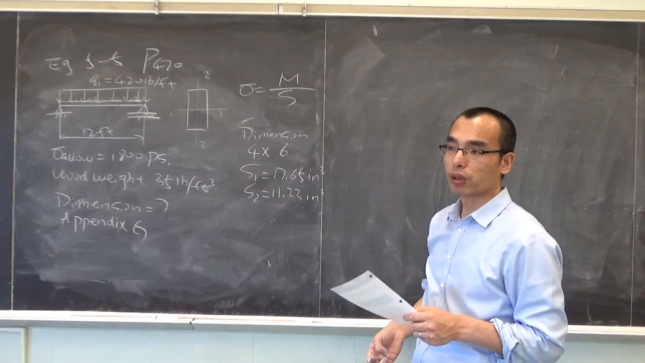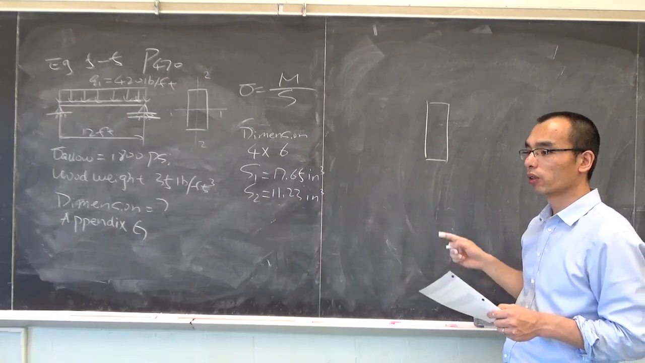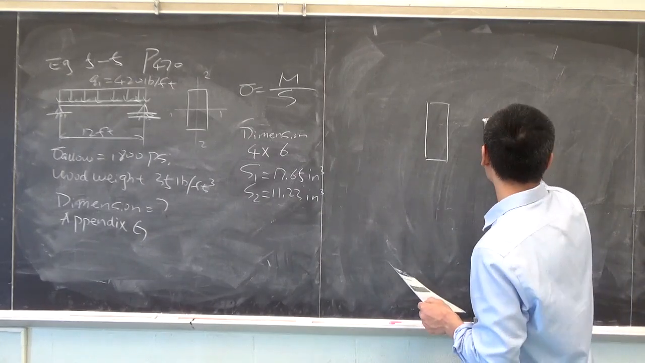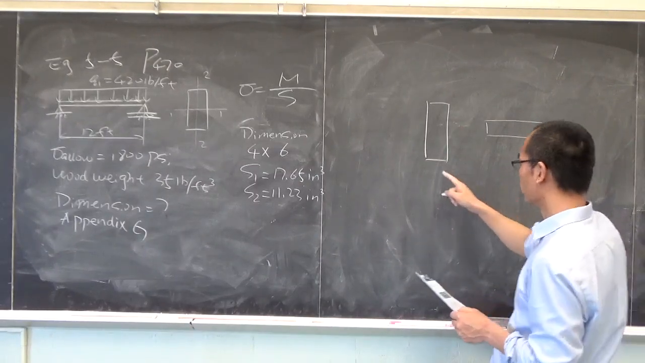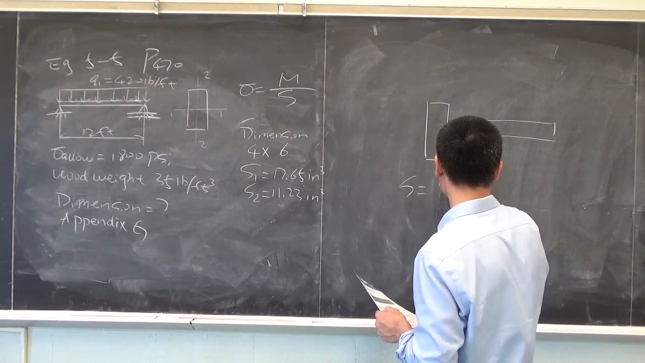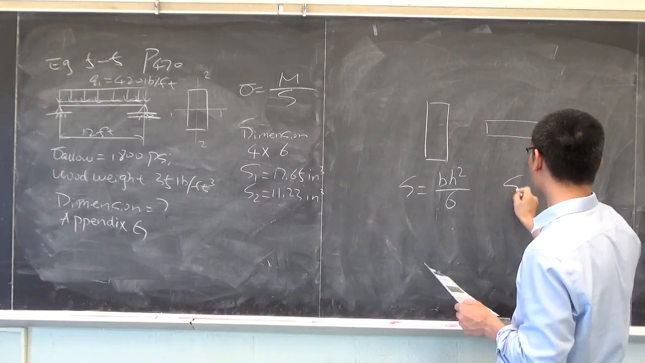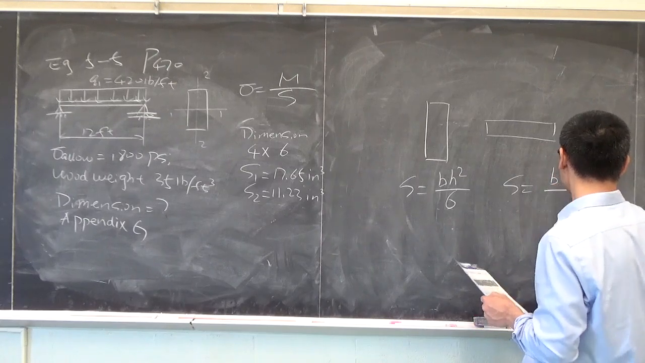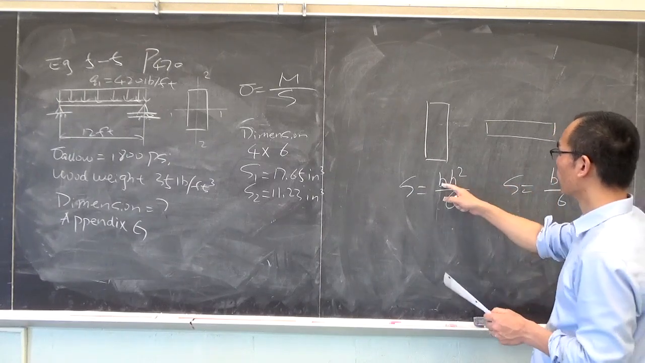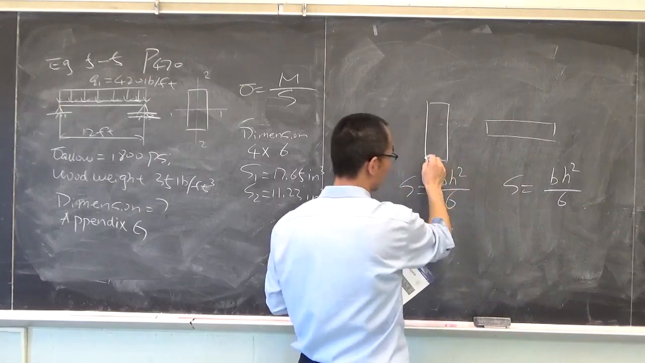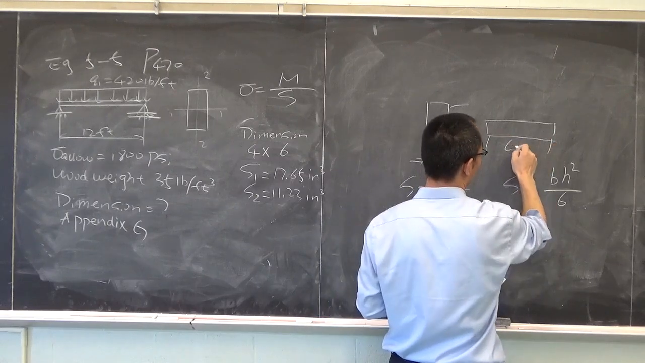Probably you still remember, if we have a beam, we prefer using it this way, right? Then the section modulus will be higher. If you put it this way, the size is the same, but the section modulus will be lower, because the section modulus is equal to b h squared over 6, right? So this one, h will be higher. This one, h is smaller but width is larger. I think I gave you an example before: if this one is 10, this one is 40.